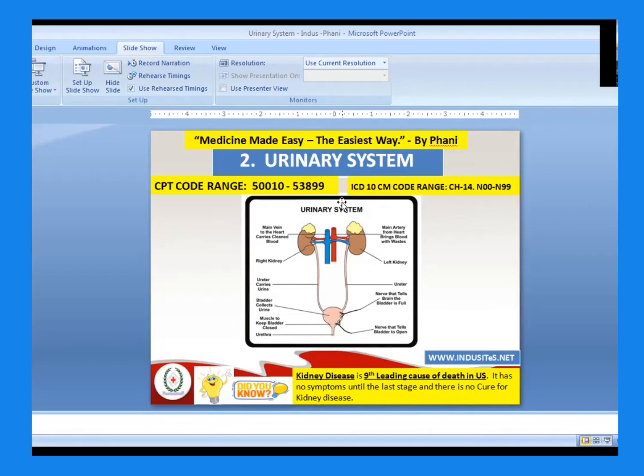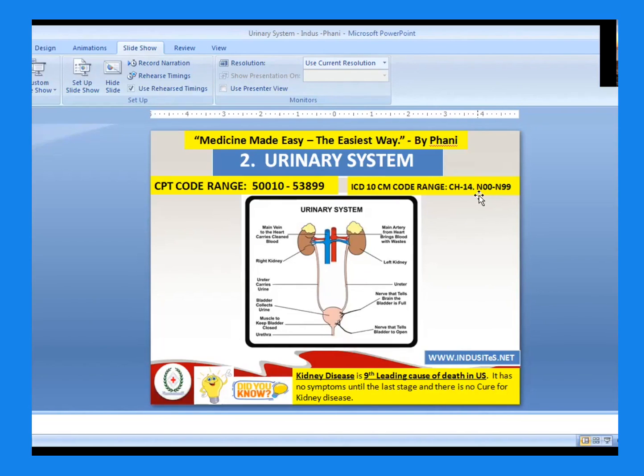And yes, the ICD-10 code range is N00 to N99. In ICD-10 we have a chapter called diseases of the urinary system, or you can say diseases of the genitourinary system, which involves urinary as well as male reproductive and female reproductive, and it deals with the diseases of all those systems anyway. So the code ranges from N00 to N99.